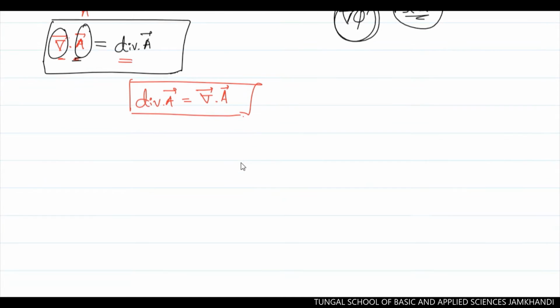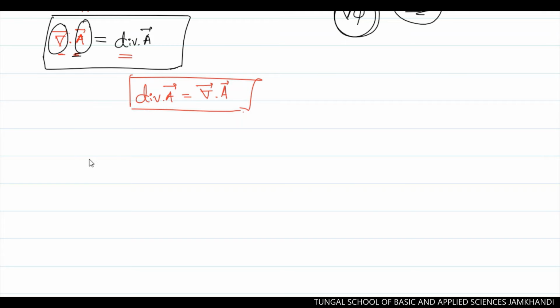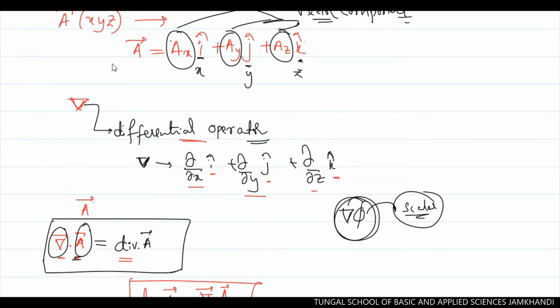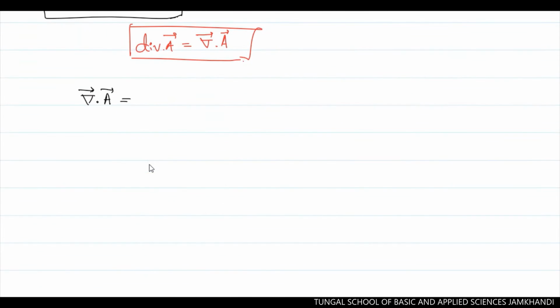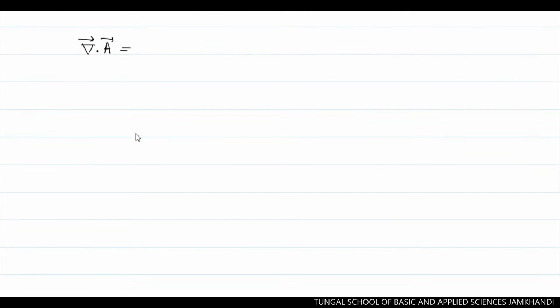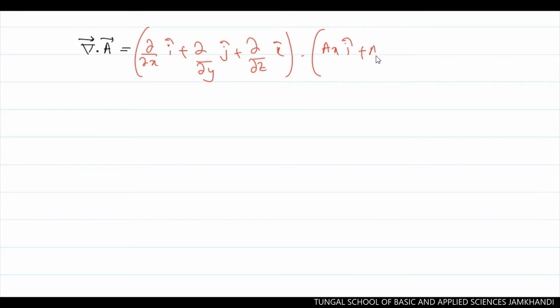Here, if I take the dot product as I have defined for divergence, that is, the del operator dot a vector. Now, as I have defined both the vector A and the del operator, if I take the dot product of these two, I will get, first, the del operator: dou by dou x of i cap plus dou by dou y of j cap plus dou by dou z of k cap, dot the vector A, as defined above: Ax i cap plus Ay j cap plus Az k cap.